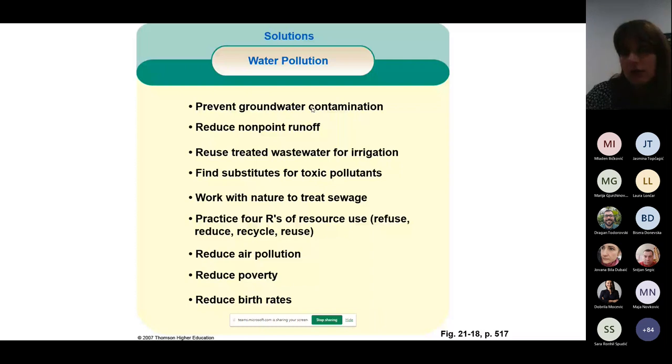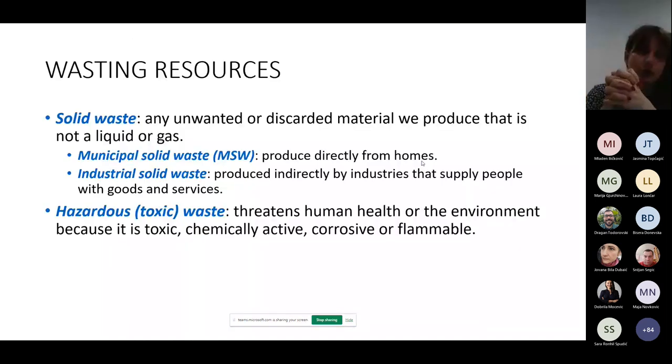So what are the regional challenges? Well, we should prevent groundwater contamination, reduce non-point runoff, and reuse treated wastewater for irrigation. Irrigation, which is extensive in the region, especially in the lowlands, can leave a huge amount of salt on the surface. And this is also one of the problems called salinization of agricultural land. We should imitate nature as much as we can. We should reduce air pollution, reduce poverty, and also keep our population under control.